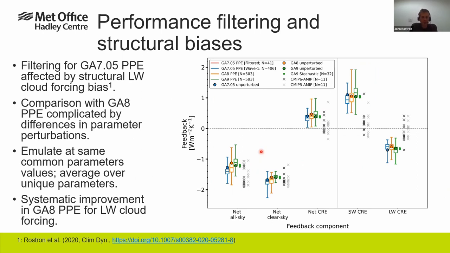So I mentioned that we also look at model errors. So when we were developing UK CP18, we applied performance-based filtering to the GA7 PPE. And we found that the resulting feedback distributions were affected by a structural model bias. And that ended up placing too tight a constraint on the lower feedback values here. And that propagated through into our UK CP18 projections.